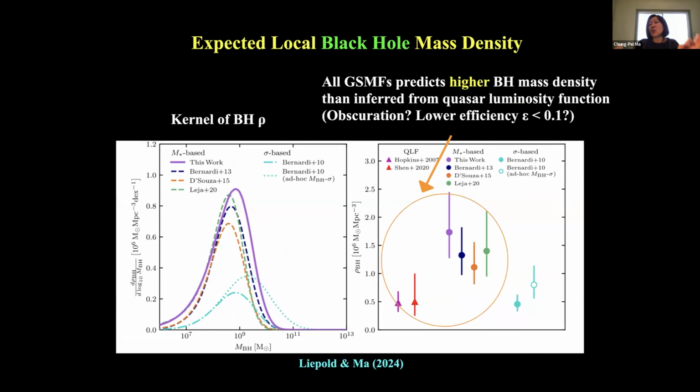Okay, and then just one final implication of our black hole mass function is you can integrate and ask what the black hole mass density is, in solar masses per megaparsec cubed. And that's shown here compared to the quasar luminosity inferred number. And they are somewhat higher. Again, error bars are big, but I think obscuration and lower Eddington efficiency could easily raise the quasar numbers. So I'm not too concerned about this; if anything, the local number should be higher.